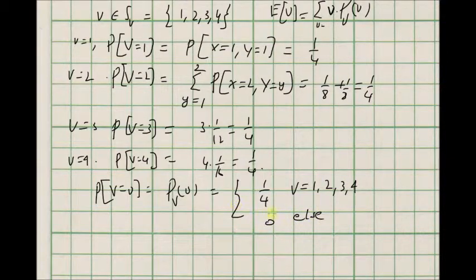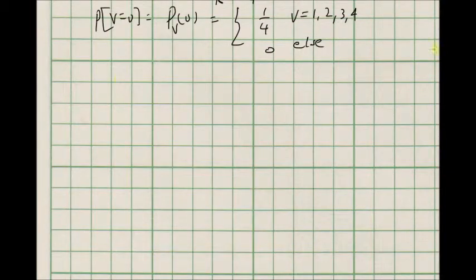So this is the probability mass function of random variable V. Next we want to find the expectation of the random variable V, that is E of V. From this definition we can easily determine the expectation as 1 times 1 by 4 plus 2 times 1 by 4 plus 3 times 1 by 4 plus 4 times 1 by 4, which is obviously equal to 10 by 4, that is equal to 5 by 2.